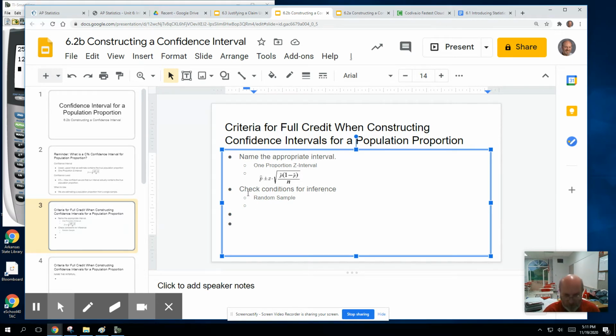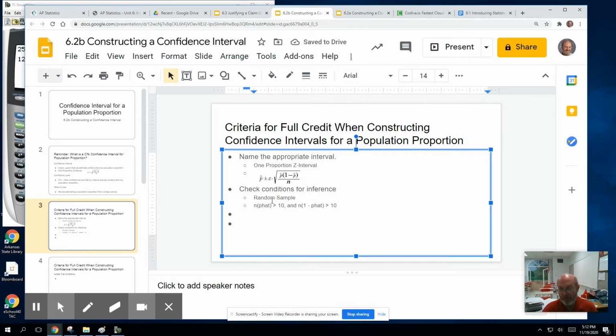The next thing we're going to look at when we're doing an interval for a population proportion, a one proportion Z interval, is that we want to make sure that N times P hat is greater than 10, and that N times 1 minus P hat is greater than 10. We did that for our sampling distribution.